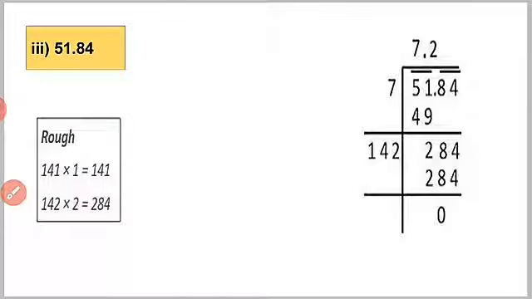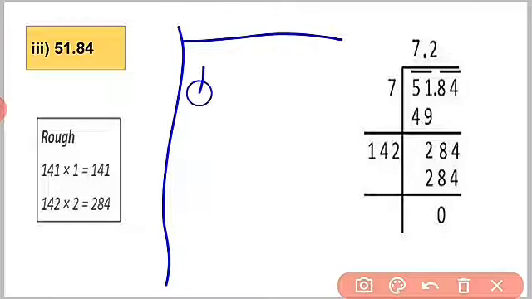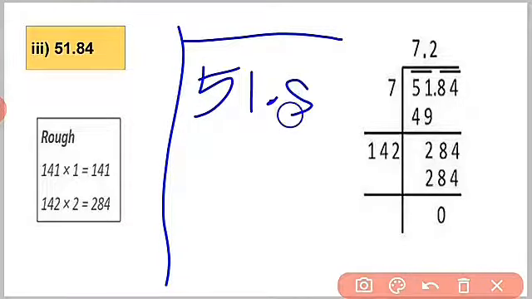Let's take the next question, that is the third part: 51.84. We have to find the square root of 51.84. So start by writing the number 51.84. Pair the number from the right side. Now we see that there is 51 on the left side, and we have to write a square number which is less than 51.